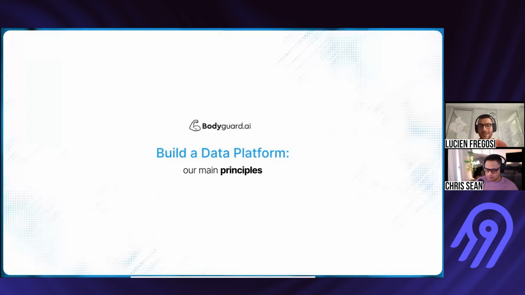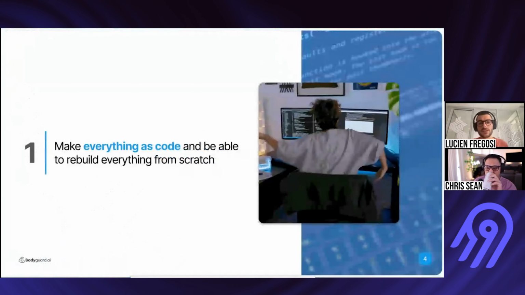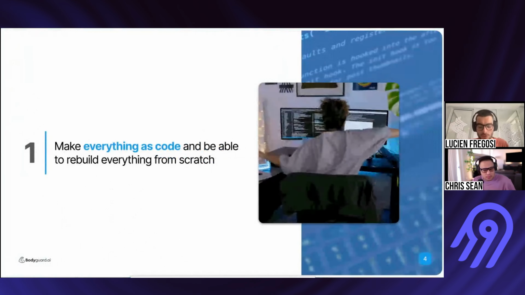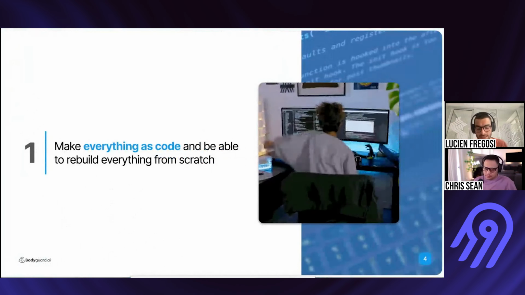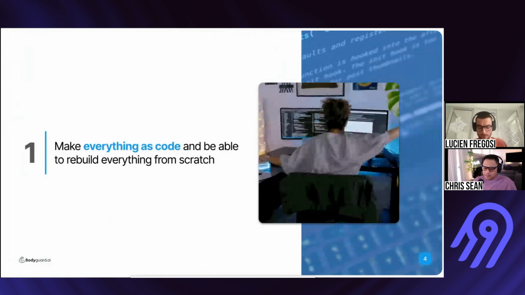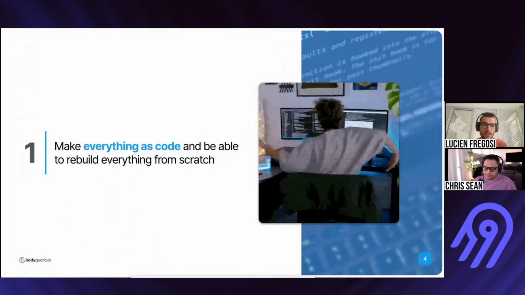Okay, so let's start around our work for the last years here in Bodyguard. Let's talk about our main principles that we put to build our data platform. So the first one, which is really important, is make everything as code. So we don't want to click anywhere on a UI, on GCP, on Airbyte and everything.